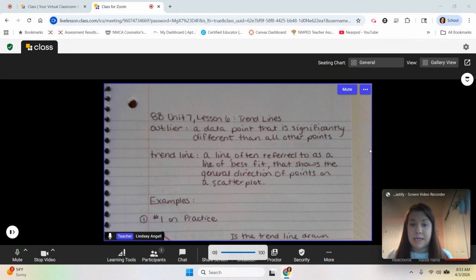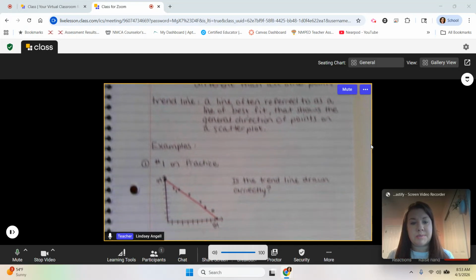And then a trend line. You saw trend lines in the last lesson, right? And we were talking about linear associations, right? Or no association. So a linear association would have a trend line. A trend line is often referred to as a line of best fit that shows the general direction of points on a scatter plot. So let's get into some examples.